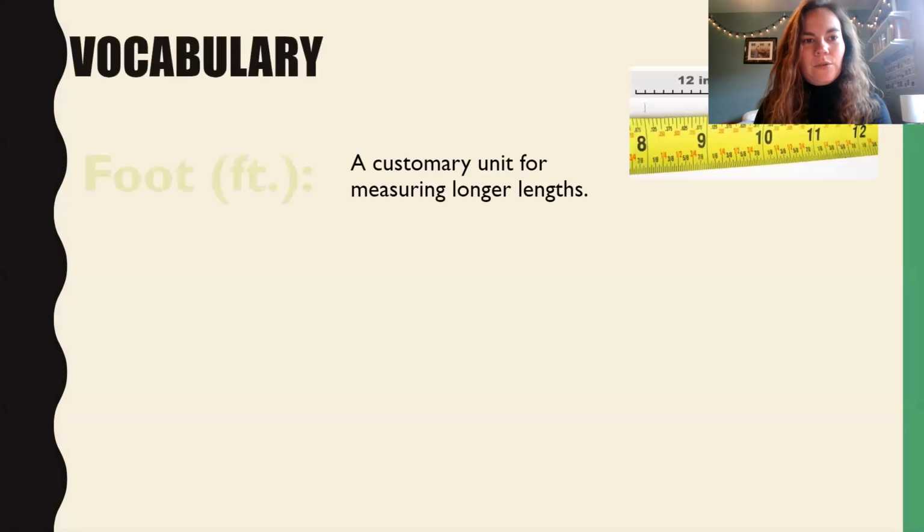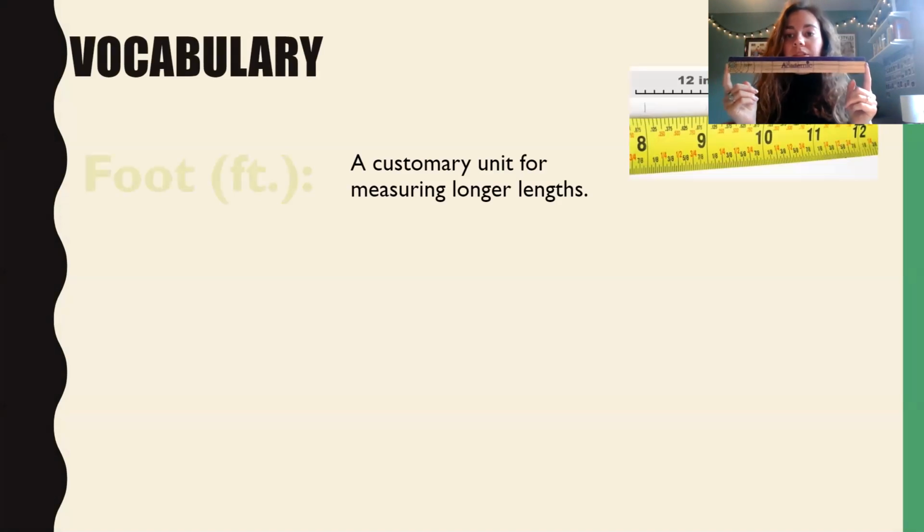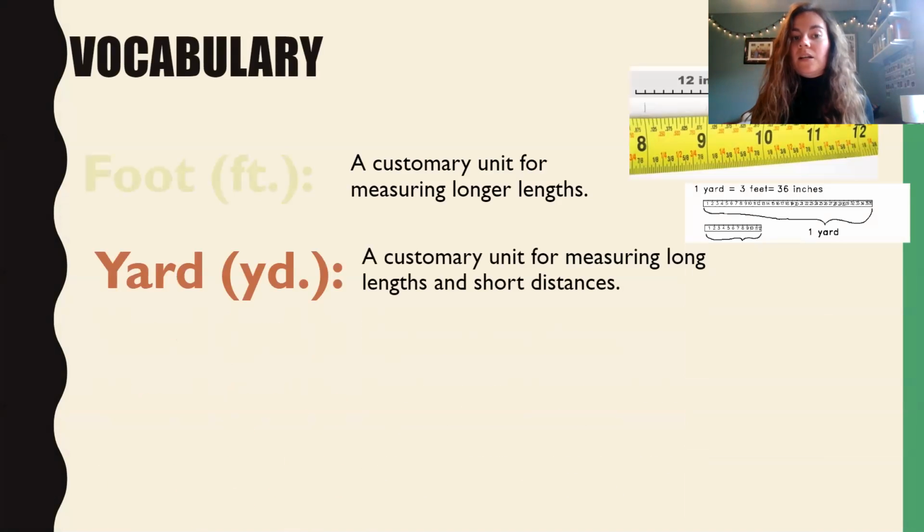All right, vocabulary foot we went over on Wednesday. Remember, it's a customary unit for measuring longer lengths. It is 12 inches long, just like a ruler. And here, let me show you my ruler. Just a ruler is 12 inches, 1 foot. And then a yard is 3 feet, remember?